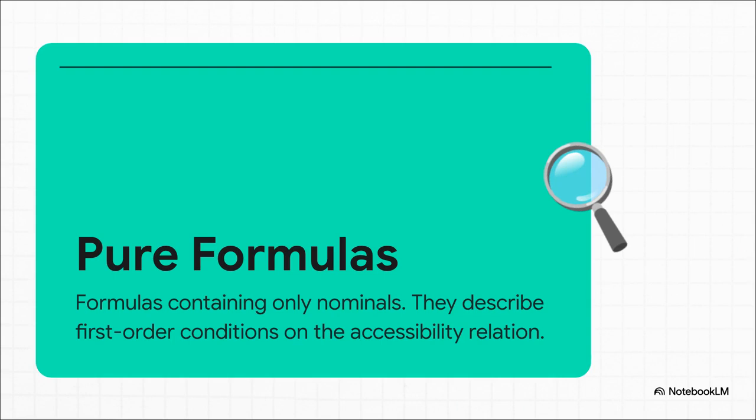This ability leads to a really important idea, something called pure formulas. Now, these are special sentences that only use our new name tags, the nominals. The key thing to remember is they don't care about what's happening in the worlds, like if it's raining or not.